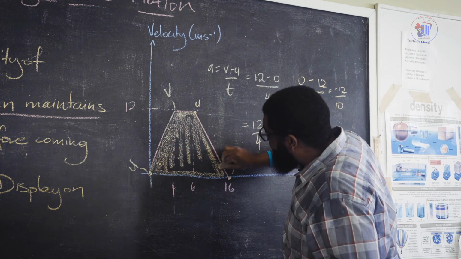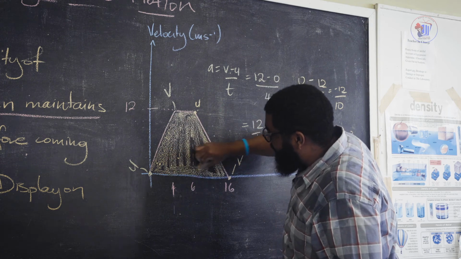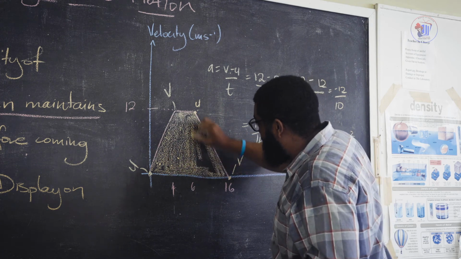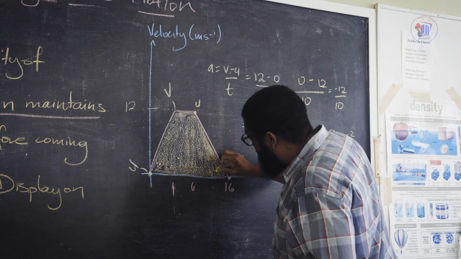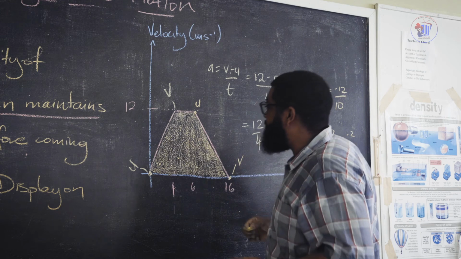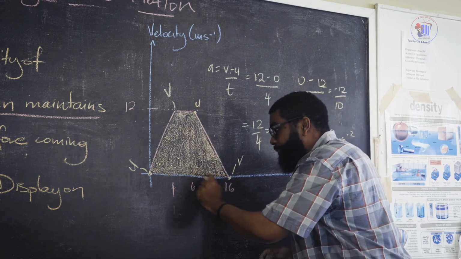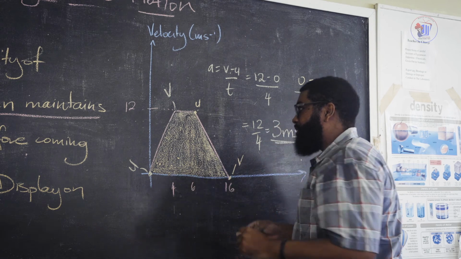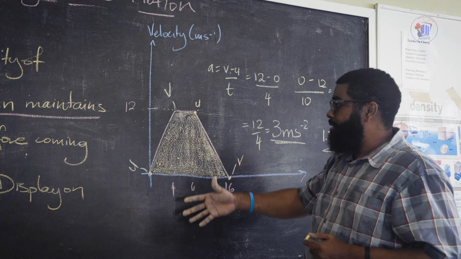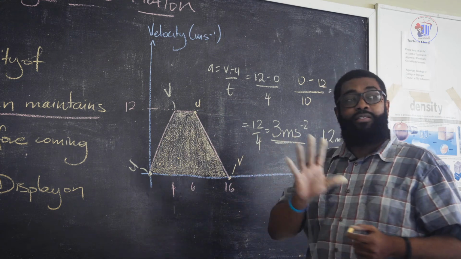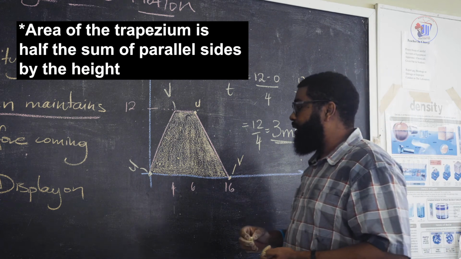Okay? When we say area under the graph, we actually mean area bounded by the graph and the x-axis. That's what we mean, okay? So, I hope our teacher sees my coloring skills and can give me a good grade. Area under graph means the area bounded by this shape and the x-axis. It's a trapezium, and the formula for the area of a trapezium is half the sum of parallel sides by height. You might be thinking, parallel sides, what is this man talking about?